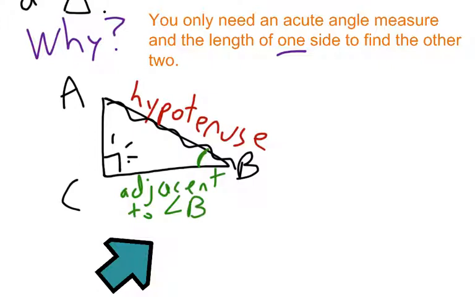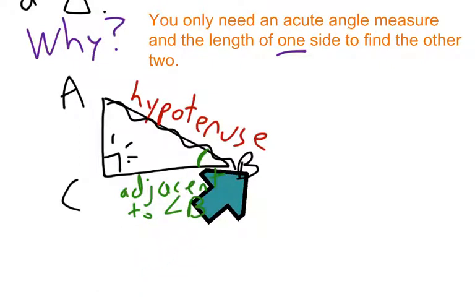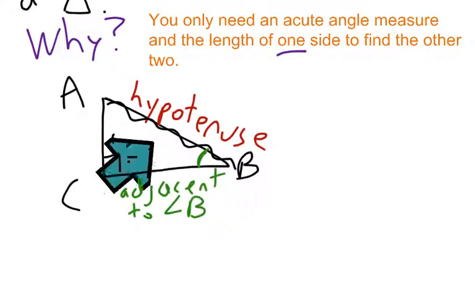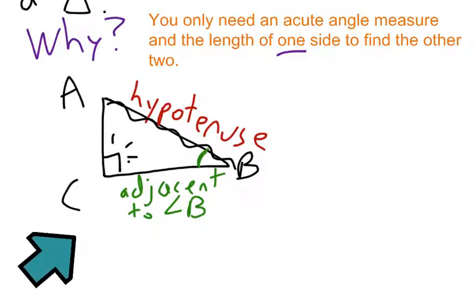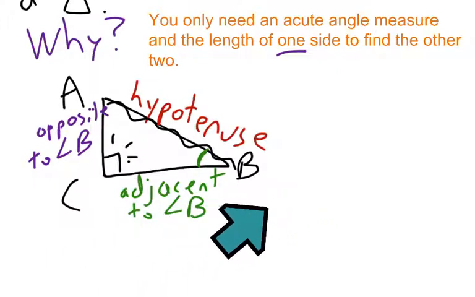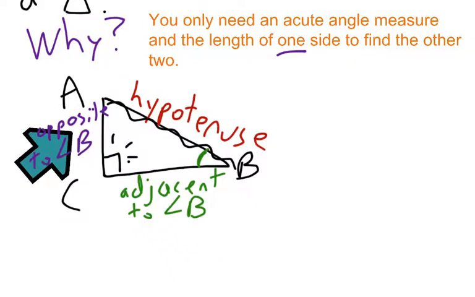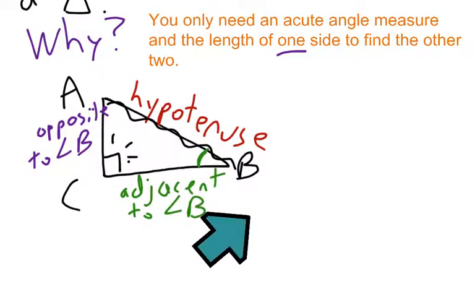And if that side's adjacent to angle B, then what's opposite of angle B? All the way over here. So we're going to call this side over here as opposite to angle B. And that's basically the whole premise for trig, or the whole terminology. We just use adjacent, opposite, and hypotenuse.